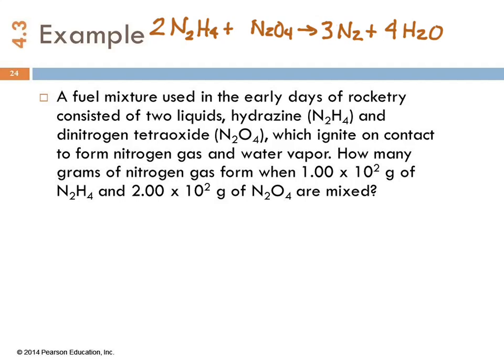Okay? Balanced chemical equation. We can use this balanced chemical equation to organize this information that they gave us. They gave us a mass of hydrazine. So I'm going to write the mass of hydrazine underneath hydrazine in the equation. I've got 1.00 times 10 to the 2 grams of that. And the N2O4, I have 2.00 times 10 to the 2 grams. And what do they want me to find?